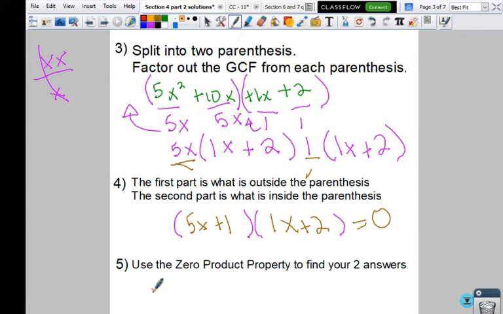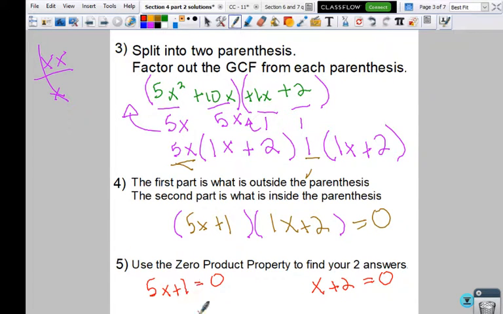So for the first one, I have a 5x plus 1, right? We're going to set it equal to 0 and solve it. For my second one, you know what? I am going to write down just x plus 2 to make it easier, and it equals 0, right? I have to solve both of these, and whatever I get after I solve both will be my final answer.